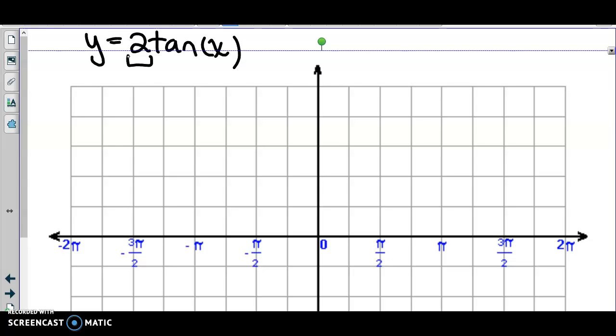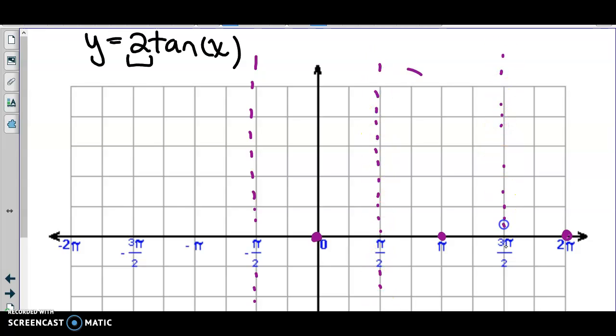So all of your x-intercepts are 0 for your y value. Those are not changing. So the 0, pi, and 2 pi, those do not change. The vertical asymptotes don't change. So plug those in.